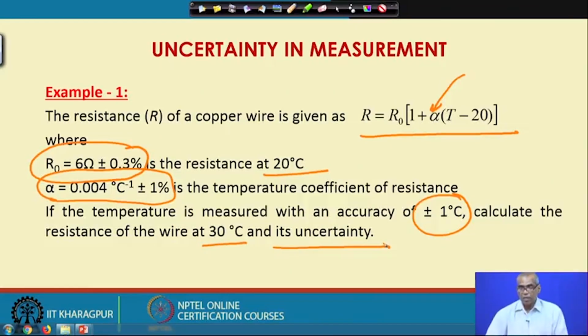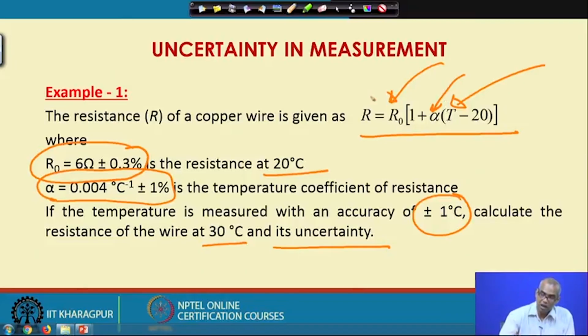So, I have the value of R 0 at 20 degree Celsius, the uncertainty specified, the value of alpha specified and its uncertainty also specified. The temperature is measured with accuracy plus minus 1%. So, the inaccuracy of all these individual measurements are given. I have to combine these uncertainties to get the overall uncertainty in R.